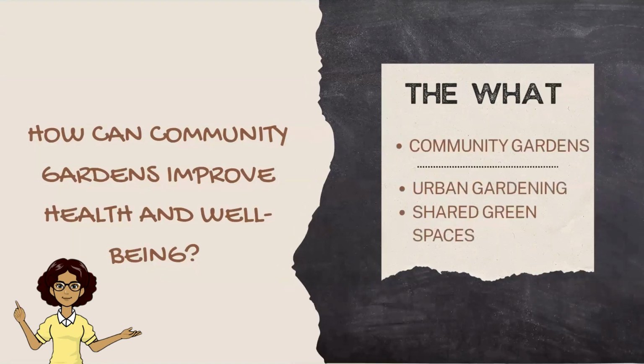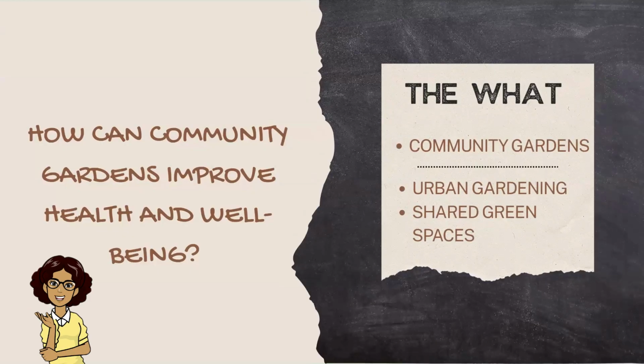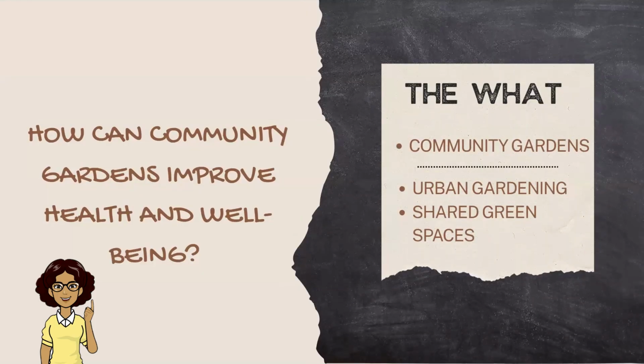Now, the what is a little bit more clear. We're focusing on community gardens. That's the overall topic of this research question. However, it's important to know that as you're finding keywords, you may have to also come up with a few synonyms for some of your keywords, just so that you have different ways of researching it as you're going through the databases. So yes, I want to look at community gardens, but some other words I may want to keep in mind that are the same as community gardens, but just phrased a little bit differently, are things like urban gardening or shared green spaces.